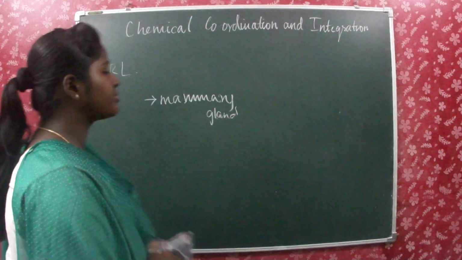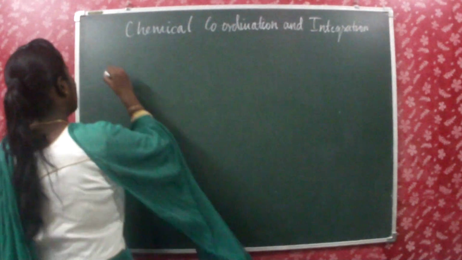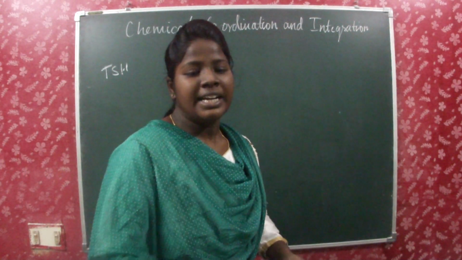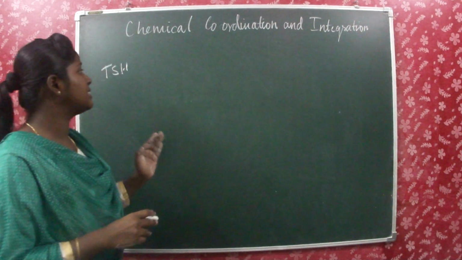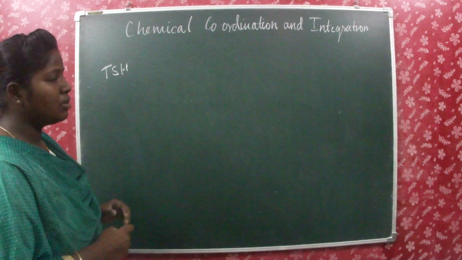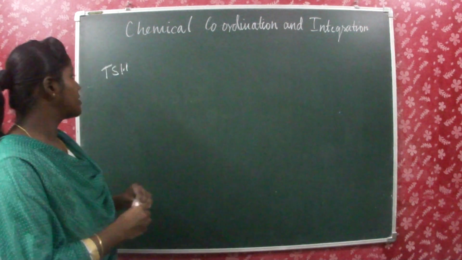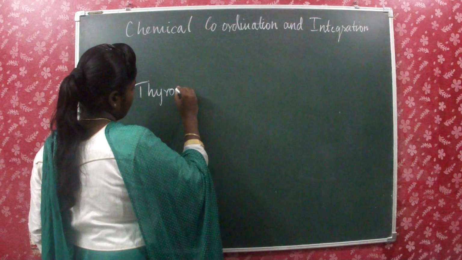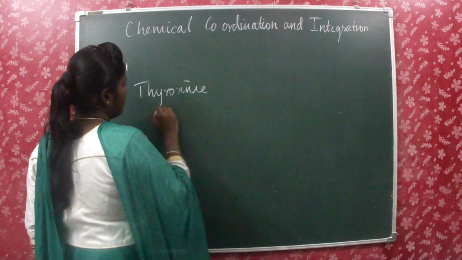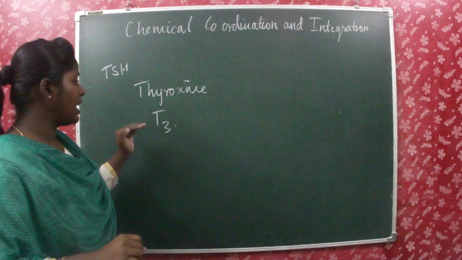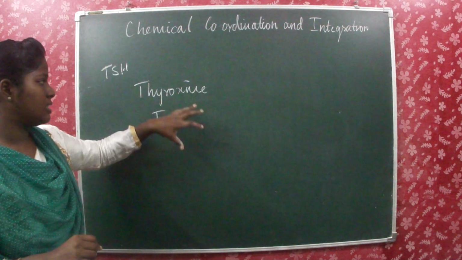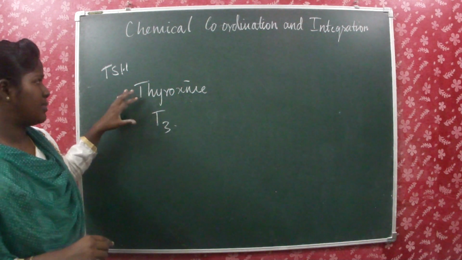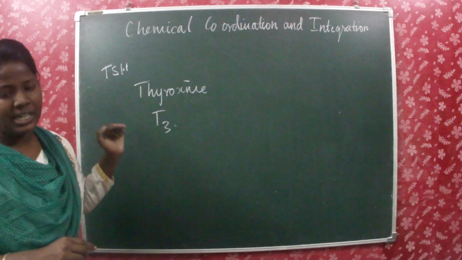The next is thyroid stimulating hormone, that is TSH. It has only one particular job, that is it regulates the synthesis and secretion of two hormones, that is thyroxine and T3, that is triiodothyronine. So the synthesis and secretion of these two hormones are maintained by the thyroid stimulating hormone.